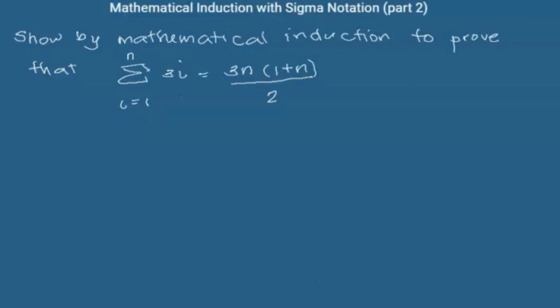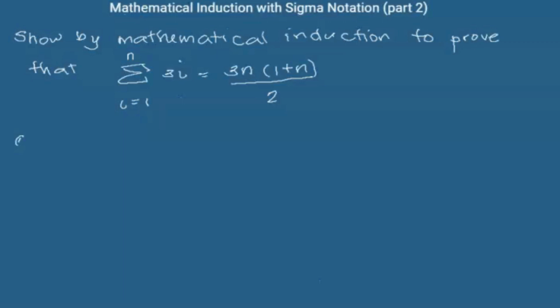Hi everyone, we're still doing mathematical induction, but this time using sigma notation. Show by mathematical induction to prove that the summation of 3i from i equals 1 to n is equal to 3n times (1 plus n) over 2.